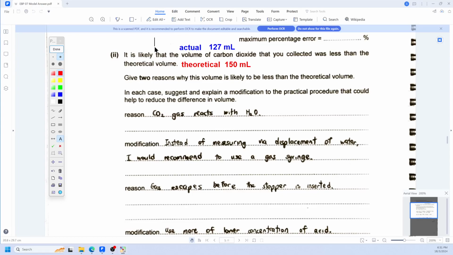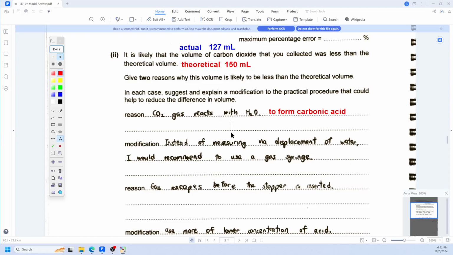So what are the possible scenarios where all the CO2, let's say it's all 150 already, you don't see all the 150 in the measuring cylinder? One reason is that some of the CO2 reacts with H2O. Carbon dioxide can react with H2O to form carbonic acid.